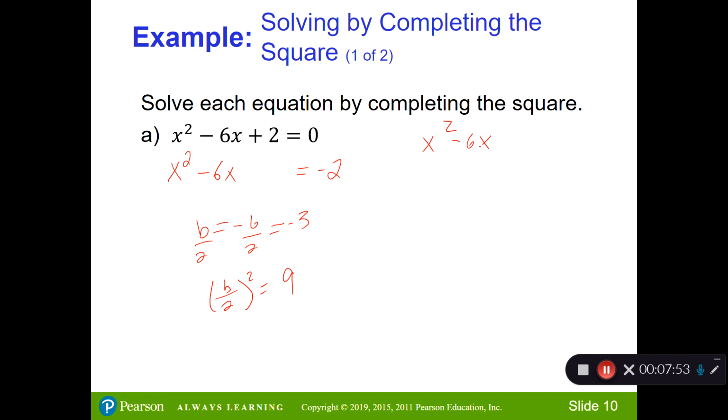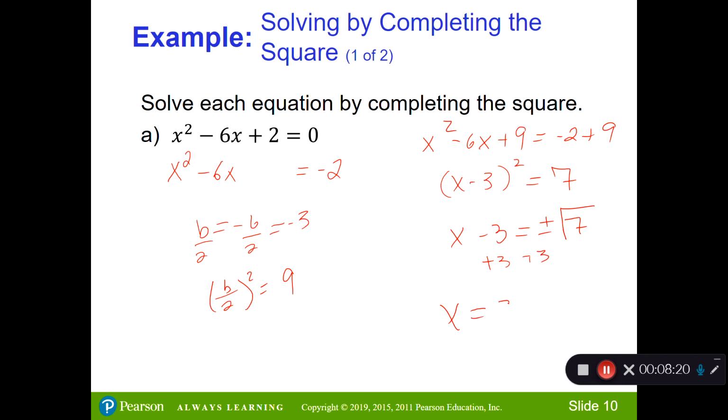So x squared minus 6x plus 9 equals -2 plus 9. Now this, remember, always factors into the perfect square, x plus your b over 2 term. So x minus 3 squared equals -2 plus 9, which is 7. So square root both sides, we get x minus 3 equals plus or minus the square root of 7. Add the 3 to the other side. Again, these are not like terms, so it goes in front. x equals 3 plus or minus the square root of 7.